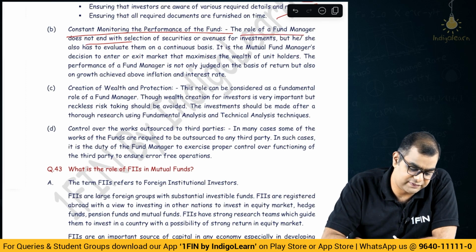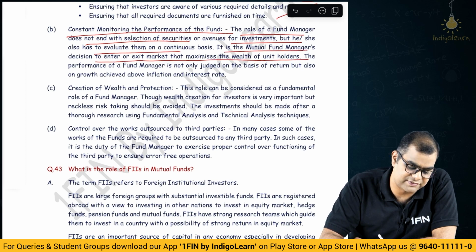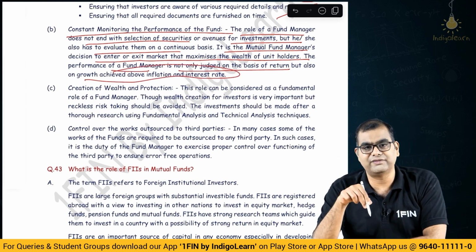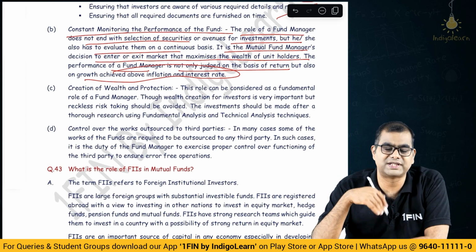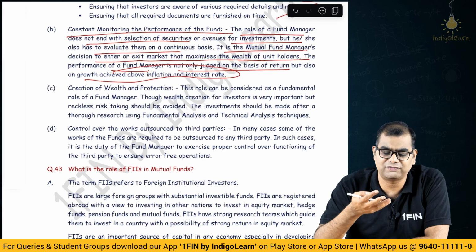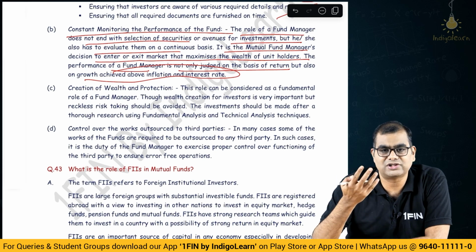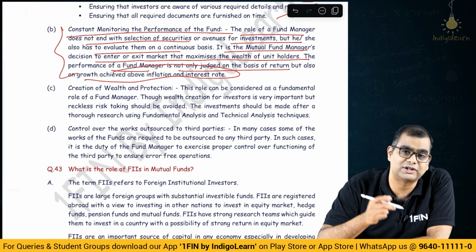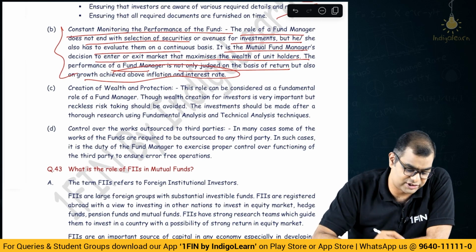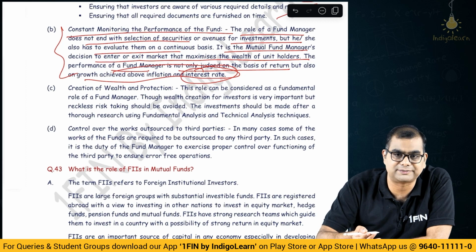The role of a fund manager is not just selection of securities for investment, but he has to evaluate them on a continuous basis. It is a mutual fund manager's decision to enter or exit the market that maximizes the wealth of unit holders. The performance of a fund manager is judged not only on the basis of return but also on the growth achieved above inflation. Because when we invest in a fund, let's say the inflation rate is 5% and our fund gives only 6%, we have not beaten inflation. The value of money has not significantly gone up. We are not actually generating any great returns, right? So they have to constantly monitor and ensure that they generate returns that are higher than inflation rates or even higher than the FD interest rate.